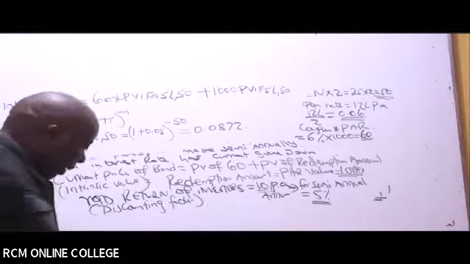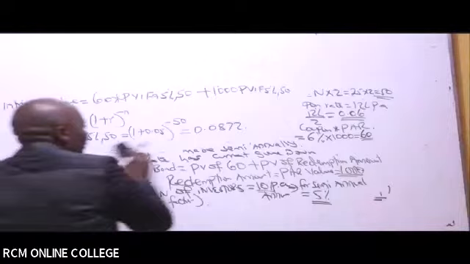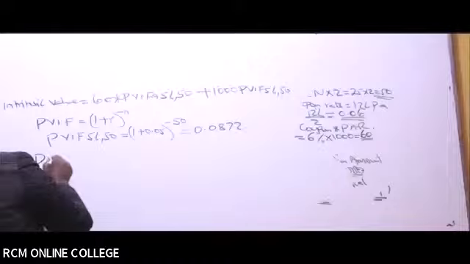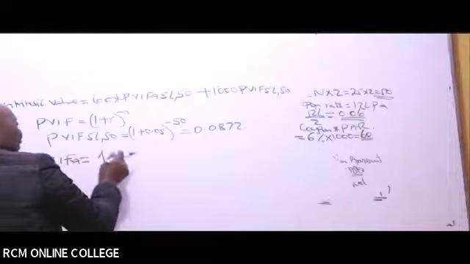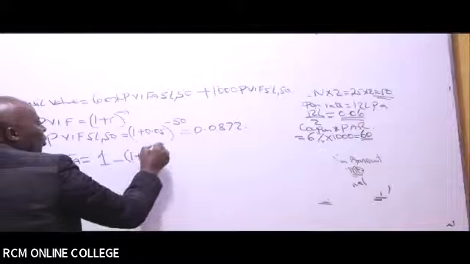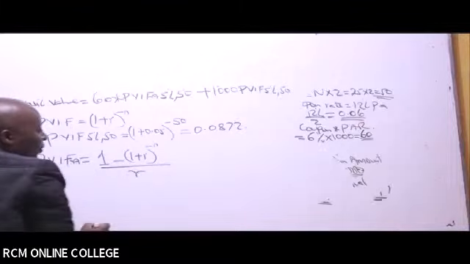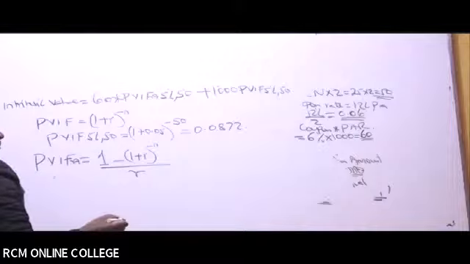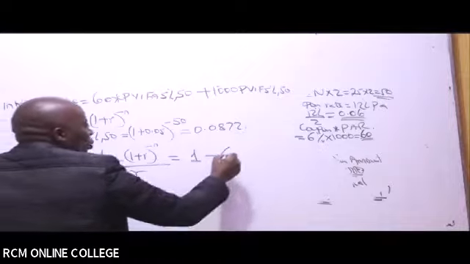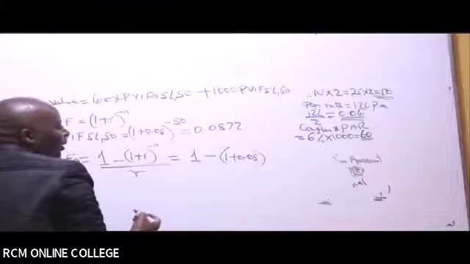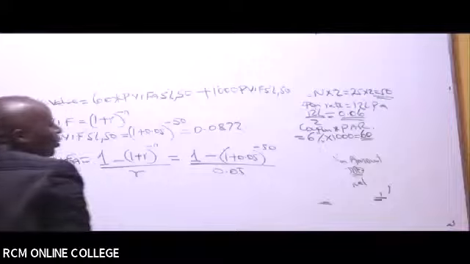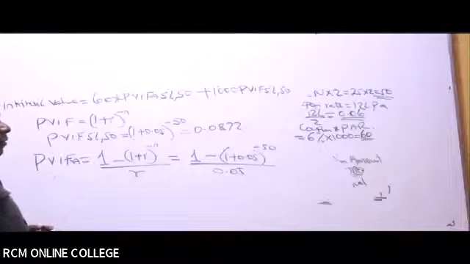To get PVFA, the present value interest factor of an annuity, I normally cram the formula very easily. We take 1 minus (1 plus R) raised to negative N, and then divide everything by R. So in that case, this will be 1 minus 1.05 raised to negative 50, and I divide everything by R, which is 0.05.